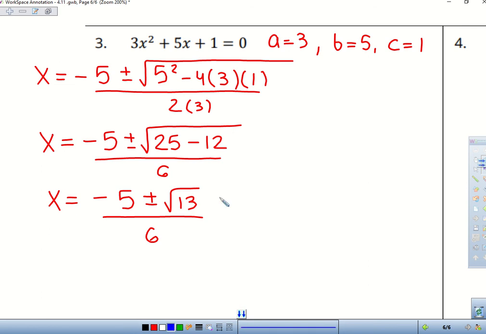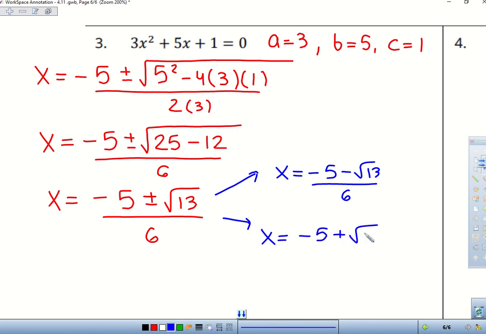So, is there anything I can do with the square root of 13? No, it breaks down into 13 and 1, not very helpful. So, this radical doesn't simplify at all, and it's still going to be a radical in the end. So, these are our 2 answers. x equals negative 5 minus radical 13 over 6, and x equals negative 5 plus radical 13 over 6. Remember, this is an important step I'm looking for on the homework, so make sure you put it on your homework.